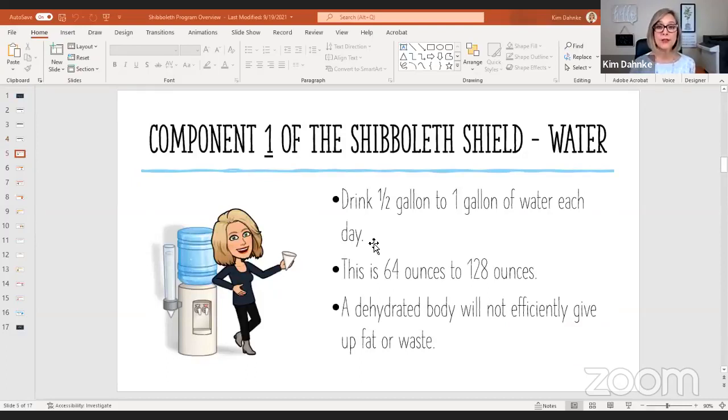Component number 1 of the Shibboleth Shield is water. You want to make sure that you drink half a gallon up to a gallon of water each and every day. That is 64 ounces as your minimum, as the standard to hit no matter what, but you can always go for more. A dehydrated body will not efficiently give up fat or waste, and we need our body to be working efficiently. So we're going to drink our water daily.